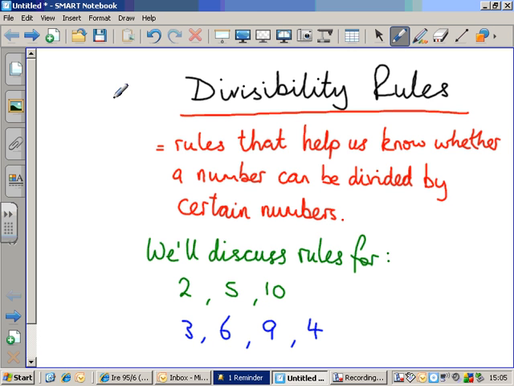There are also a couple of rules for the number 8. I don't propose to discuss those today. Feel free to look them up elsewhere if you like. You might find them useful. I think perhaps not right now.